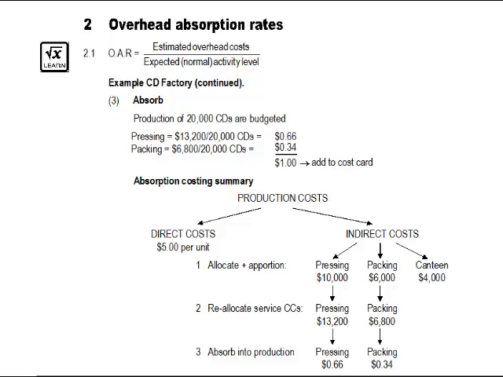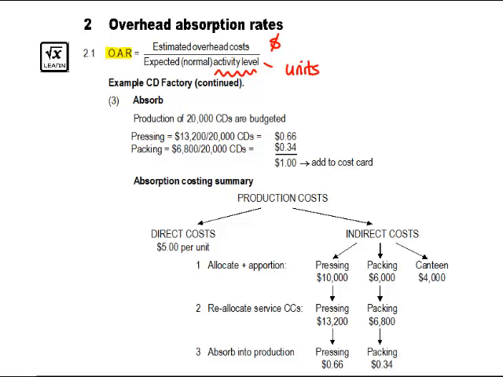So the final stage then is called absorption. And for that, we're going to calculate an absorption rate. Now, this is a very important formula that you're going to use a lot throughout this whole topic of P1. So what we've got on the top is the estimated overhead costs. On the bottom, we've got the expected or the normal activity level. So let's just say at the moment that's units.